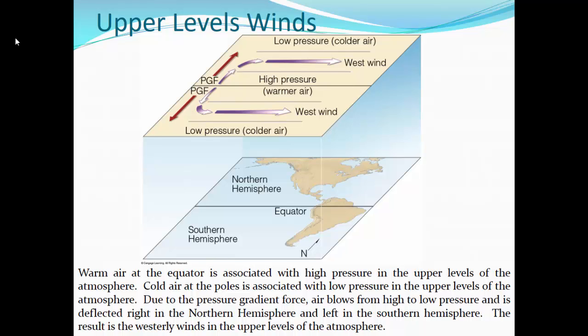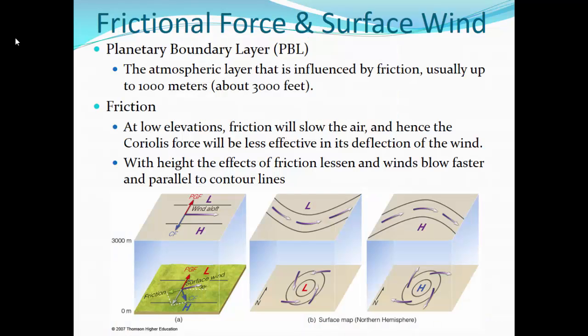Warm air at the equator is associated with high pressure in the upper levels of the atmosphere. Cold air at the poles is associated with low pressure in the upper levels of the atmosphere. Due to the pressure gradient force, air blows from high to low pressure and is deflected to the right in the northern hemisphere and to the left in the southern hemisphere. This results in the westerly winds that prevail over the mid-latitudes in the upper levels of the atmosphere.